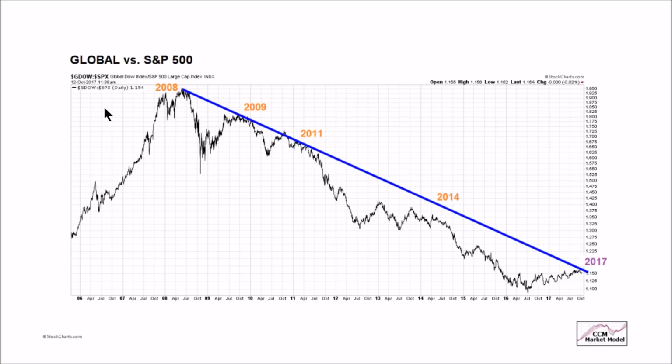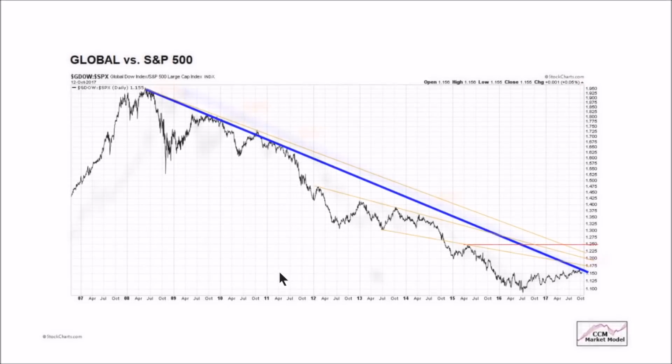This is the same global Dow index relative to the S&P 500. You can see the ratio peaked in 2008 and was rejected at the blue line in 2009, 2011. It couldn't even make it back to the line in 2014. And we're back to that point again in 2017. And we could draw numerous trend lines here telling us that this ratio, from a very long-term, multiple year perspective, still has some things to prove.